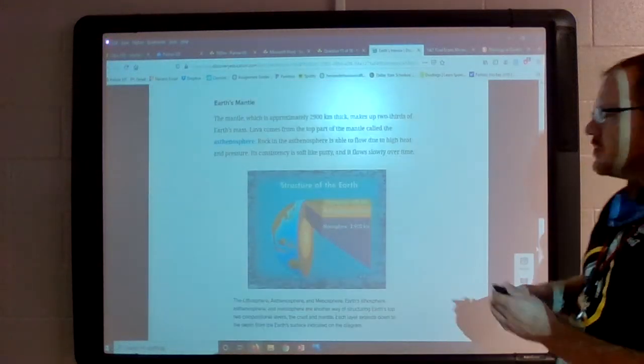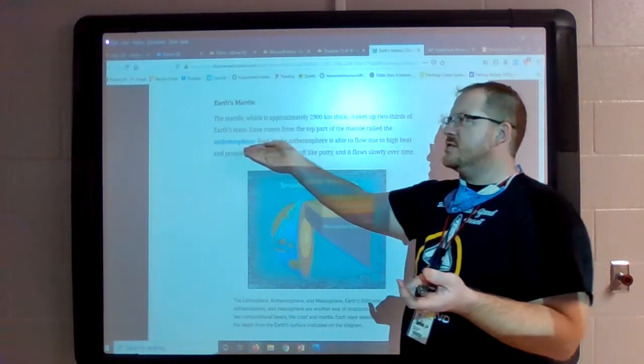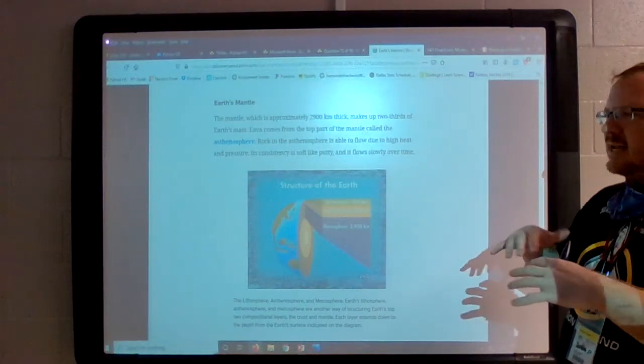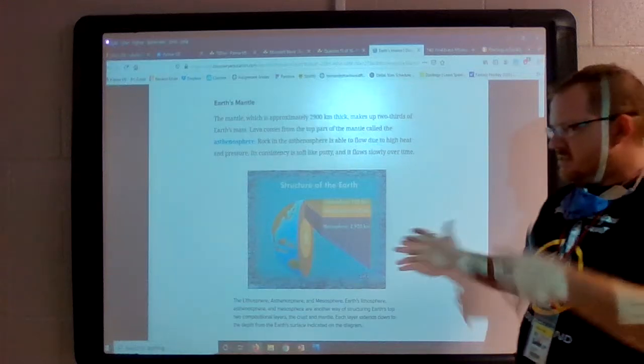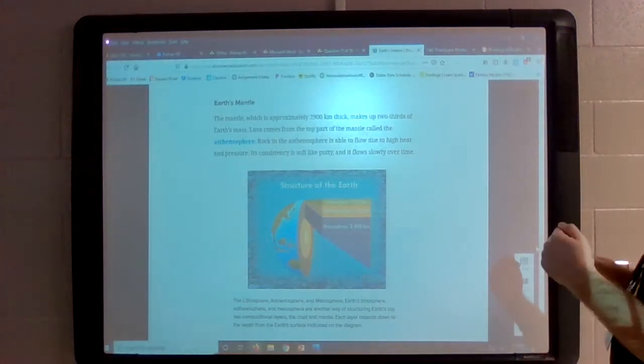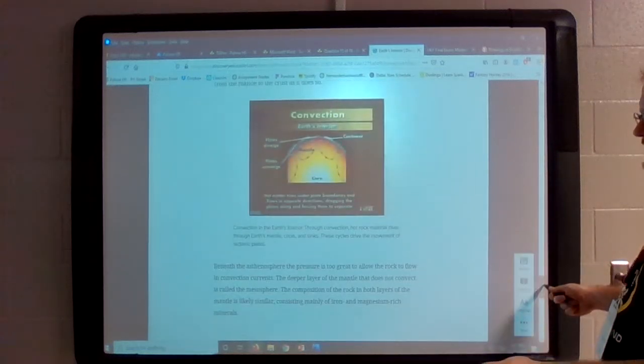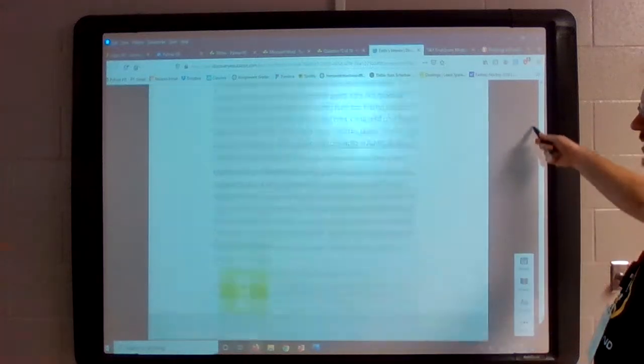And then in your mantle, you have two different layers. You have the asthenosphere, which is partially melted and allows the plates to move around on the surface. And then you have your mesosphere. Meso means middle. And so mesosphere is kind of like the middle of the Earth. Not as deep as the core, not as shallow as the crust.